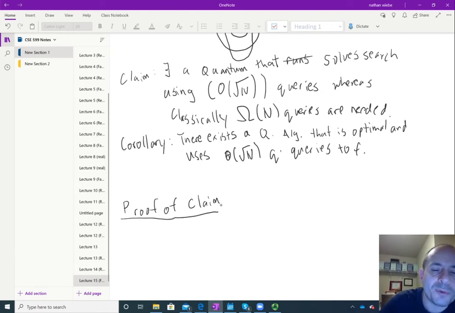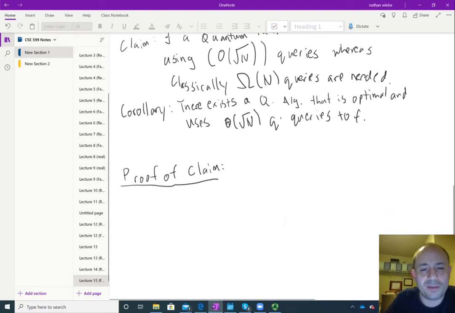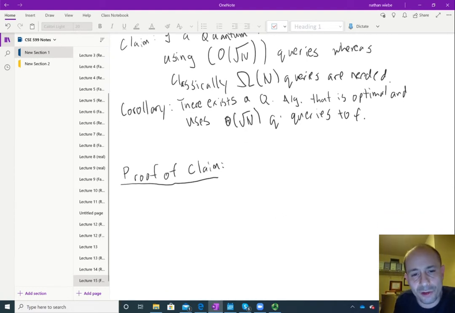Okay, the way we're going to prove this claim is, fortunately, the proof is constructive. So we're going to begin by thinking about how we're going to do it. The intuition behind this is that we need to start with an initial state that represents our prior knowledge. So our algorithm is going to begin with first step, initialize quantum state.